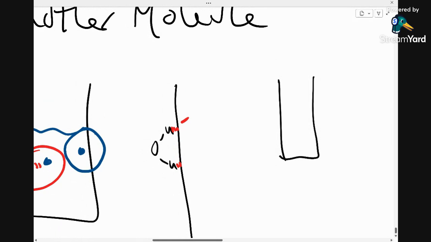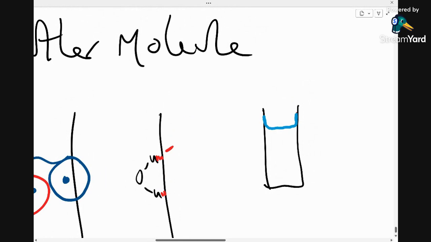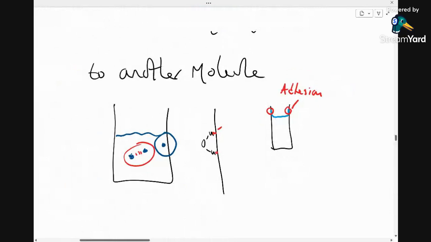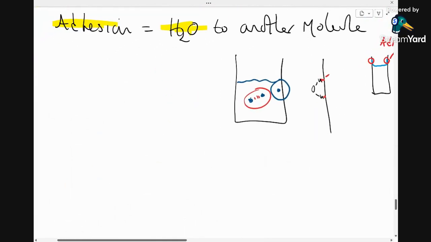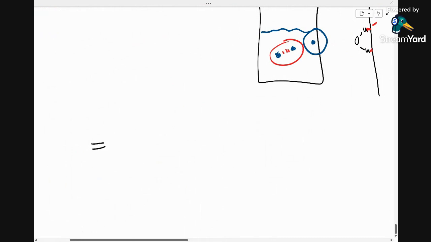And actually it kind of looks like this. So it's attracted to the glass at the sides, and it looks like that. I'm overemphasizing it here, but you get this because of adhesion. These properties are both important, and I'm not going to go into the details now because there's a whole topic on it, for transport in plants, for transpiration.